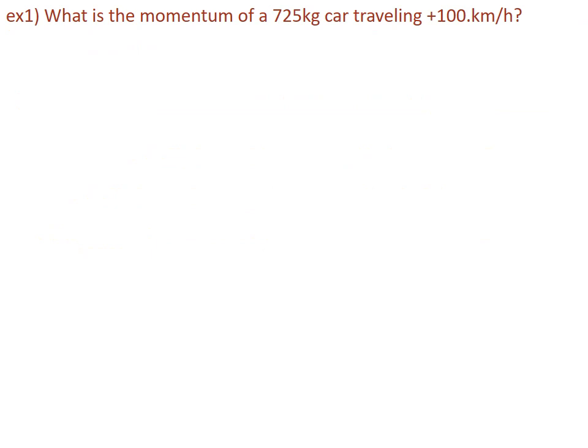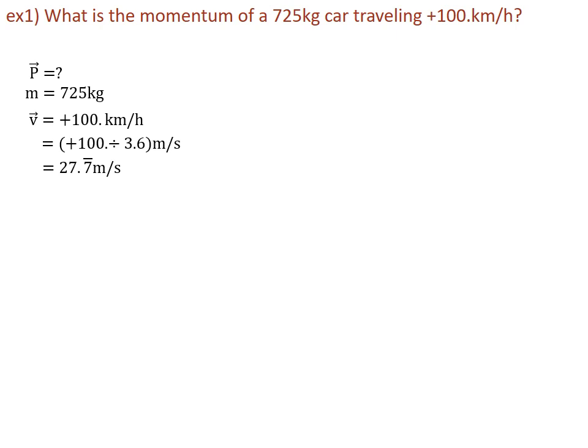Example 1. What is the momentum of a 725 kilogram car traveling 100 kilometers an hour? So I'm asked, what is the momentum? We're given a mass of 725 kilograms, and we're told the velocity is 100 kilometers per hour, which will have to be converted to meters per second. We said the magic number is 3.6. Meters per second is always smaller, so velocity is 27.7 repeating meters per second.